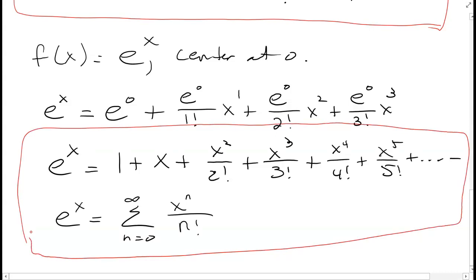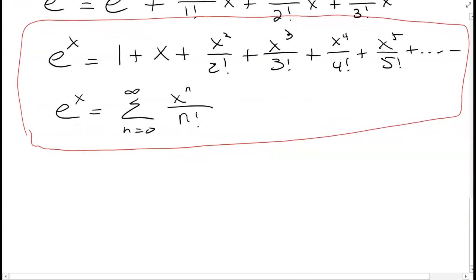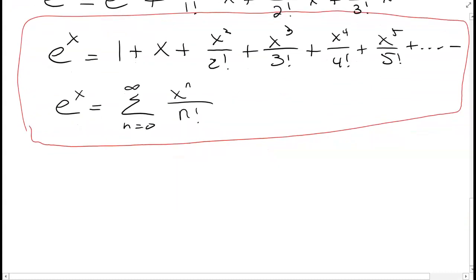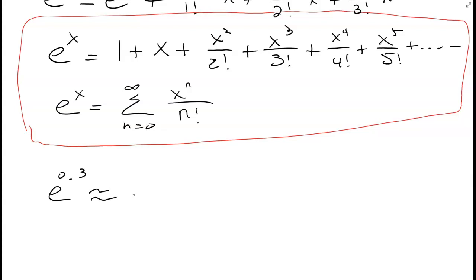So what does that mean? Suppose I didn't have a calculator, and I know this is a big stretch, but you can imagine there was a point in time where this was incredibly valuable. Suppose I wanted to calculate, say, e to the 0.3. If I couldn't just plug e to the 0.3 into my calculator, I can use this series.